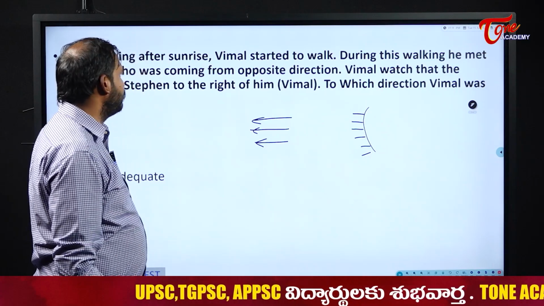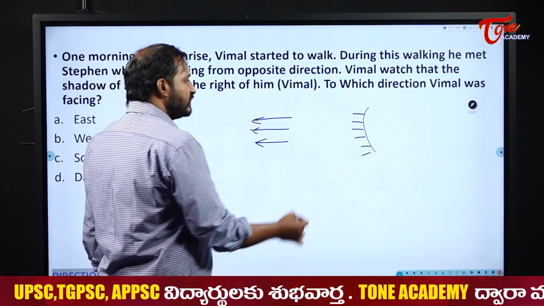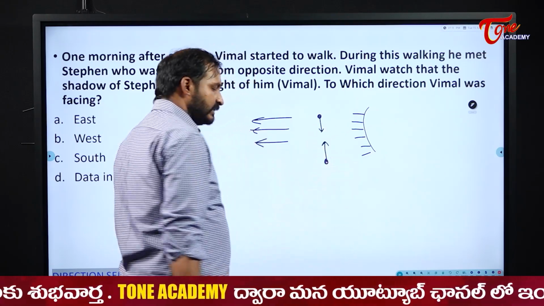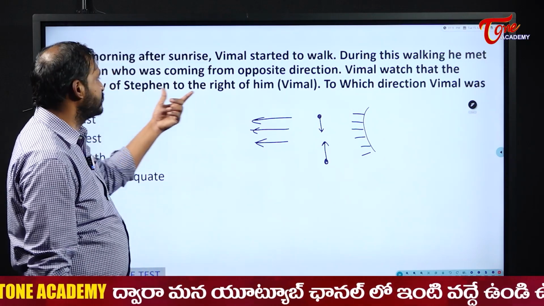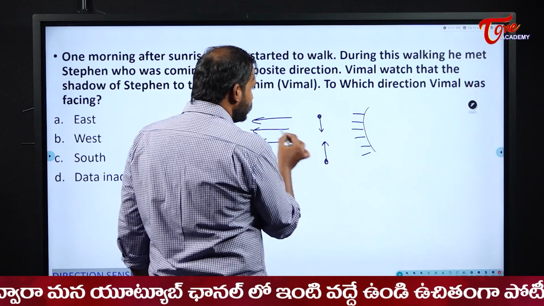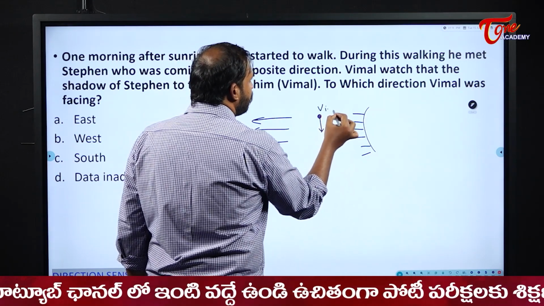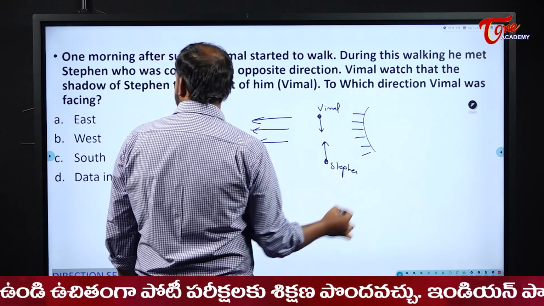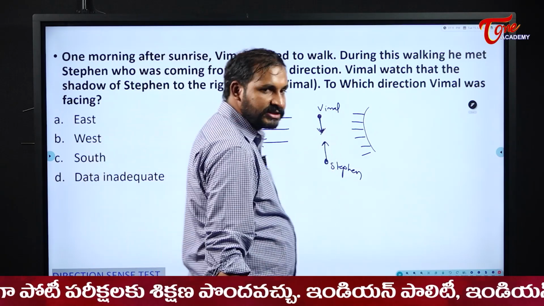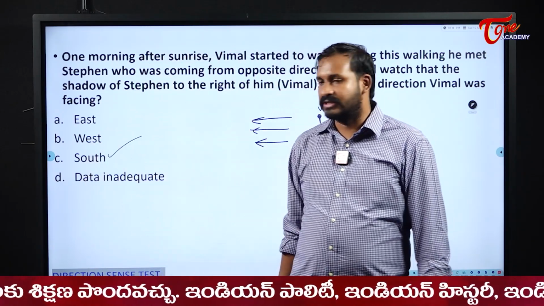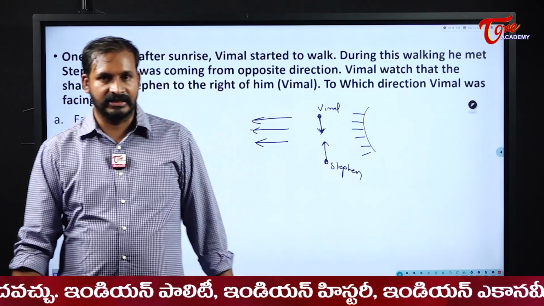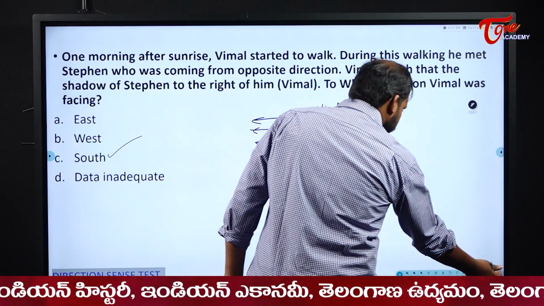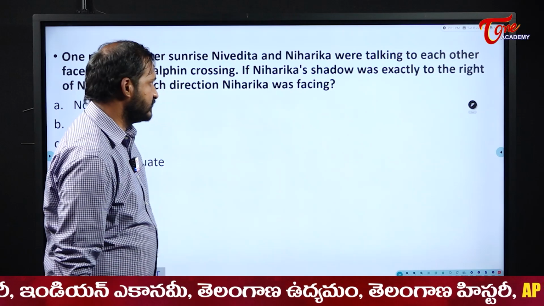Vimal watched the shadow of Stephen to the right of him. So now see here, shadows are falling towards right, and left means they will be like this. Vimal watched the shadow of Stephen to the right of him means this is the right direction of Vimal. So Vimal should be in this position, and he met Stephen, right? So Stephen will be here. To which direction was Vimal facing? Vimal was facing south direction, downward direction. Right?